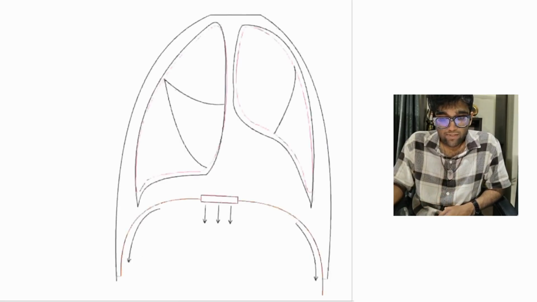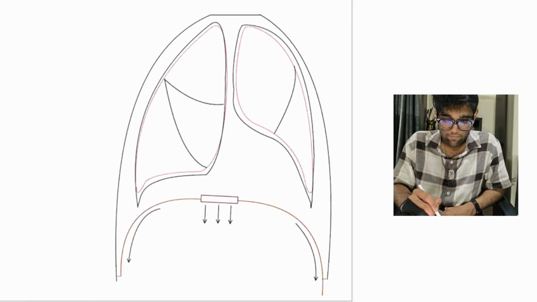So this is obviously the lungs within the lung cavity. Okay, a schematic showing that, and this is the diaphragm.